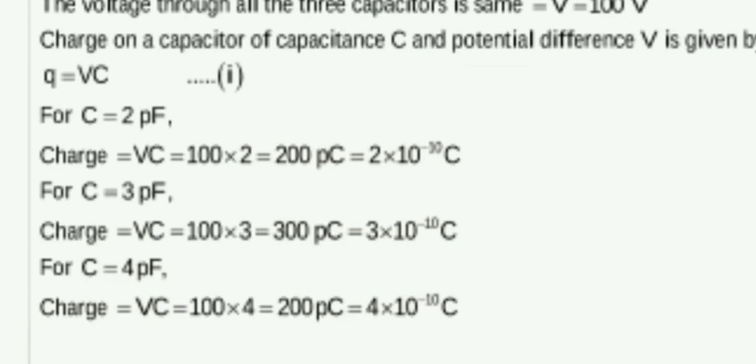Similarly, charge on the second capacitor is V into C, that is 100 into 3 picofarads, that is 300 picocoulombs, or 3 into 10 raised to minus 10 coulombs. And for the third one, charge is 100 into 4 picofarads, that is 400 picocoulombs, or 4 into 10 raised to minus 10 coulombs.